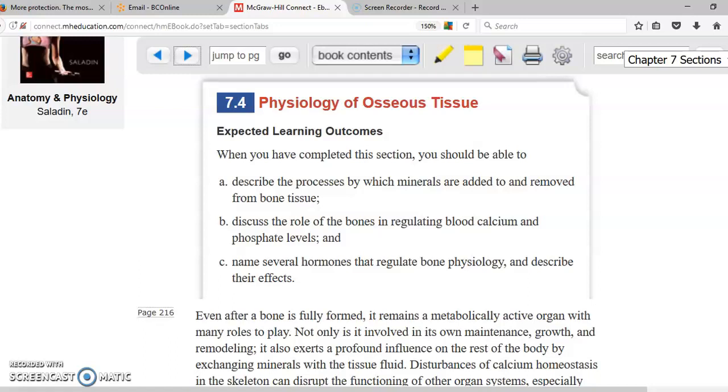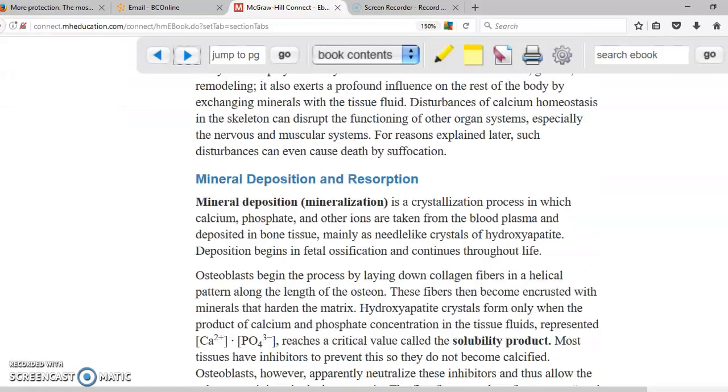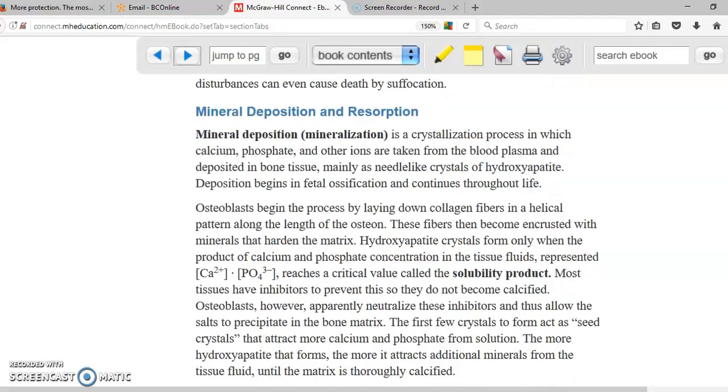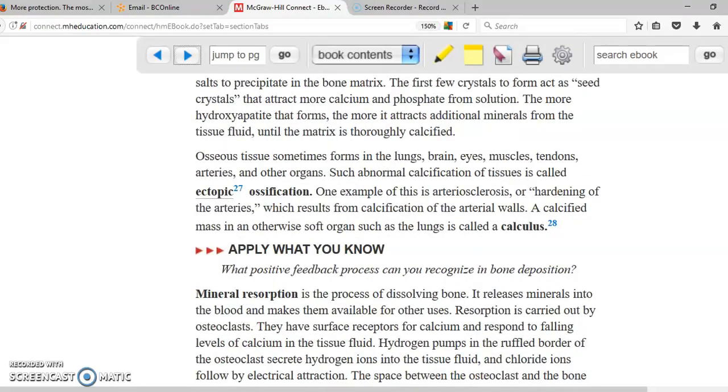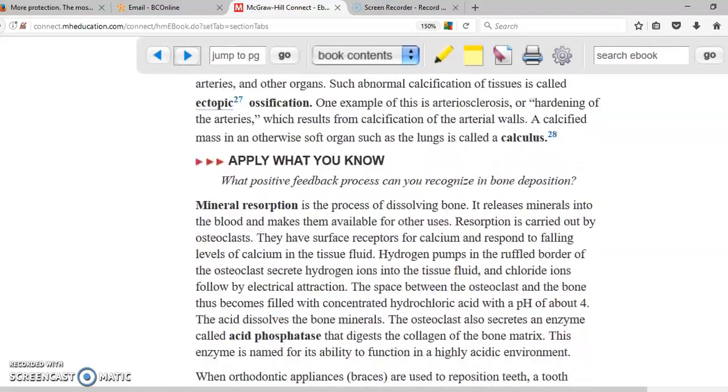Okay, the next topic is physiology of osseous tissue, mineral deposition and resorption. That's obviously mineralization. Mineral deposition happens due to the fact that calcium as well as phosphate is going to be deposited in your bone, and this is necessary so the bones can be strong. The next topic that we have in here is mineral resorption.